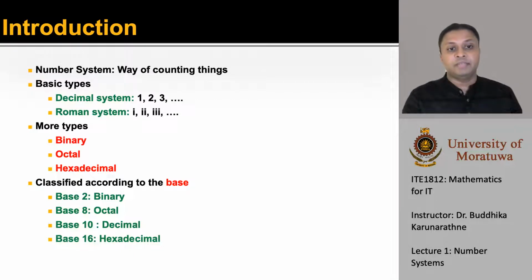So these number systems can be classified according to their base. Base 2 means binary, base 8 is octal, base 10 is decimal, which we are familiar with, and base 16 is hexadecimal.